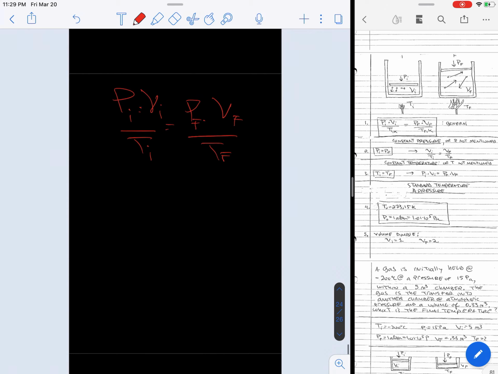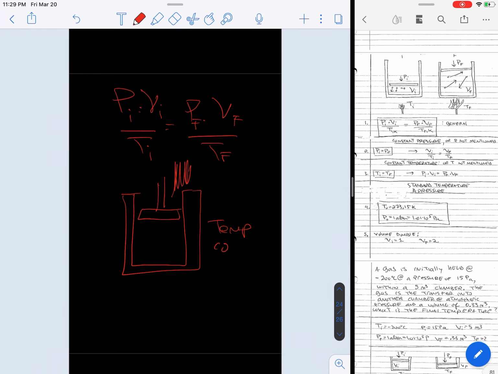So let's say that you have a piston in a car engine, and you're able to set it up so that the piston moves up and down, but you're able to add and remove heat so that you keep the temperature the same. So you keep the temperature constant. In this case, what's going to be the same before and after the piston moves up and down is the temperature. So it's going to cancel on both sides.